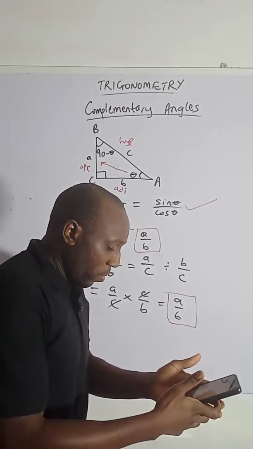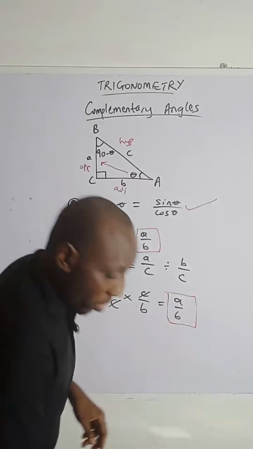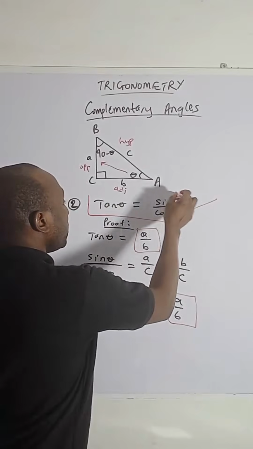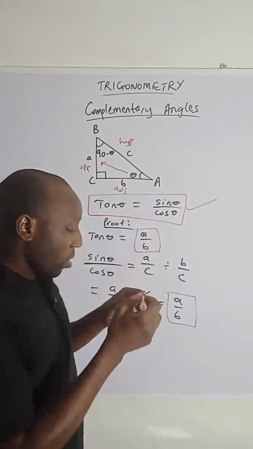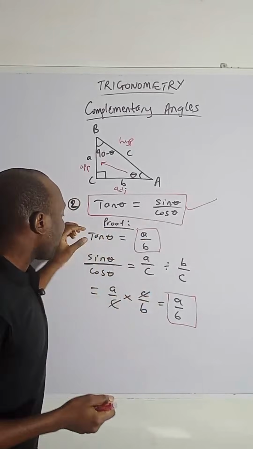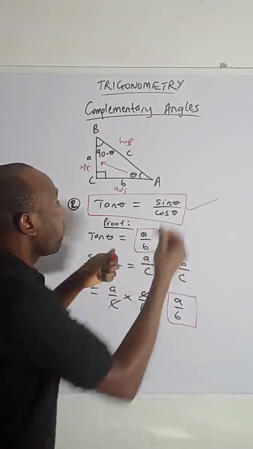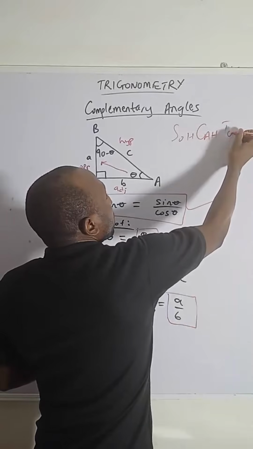Okay. Somebody said I should repeat. Okay, maybe I was just rushing. So I just proved that tan theta is equal to sine theta over cos theta. That's what I've just proven. And the proof here is that tan theta itself is A over B, from SOH CAH TOA, which is what we use to remember the trig ratio.